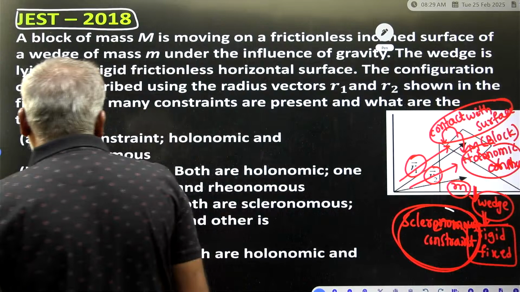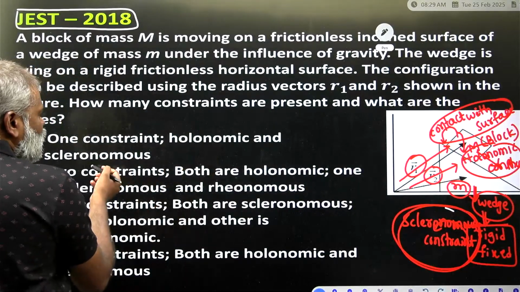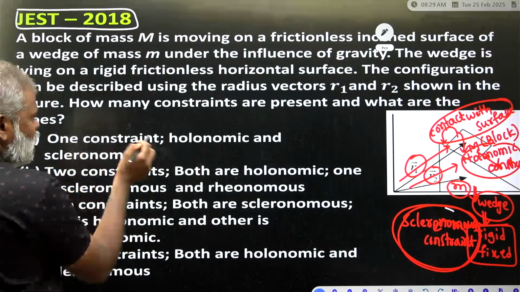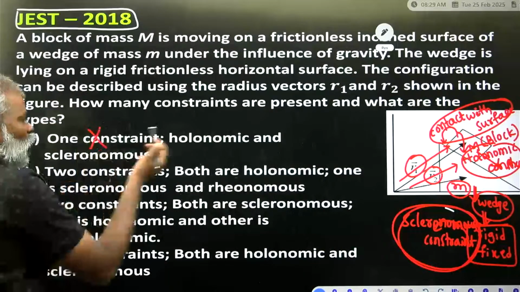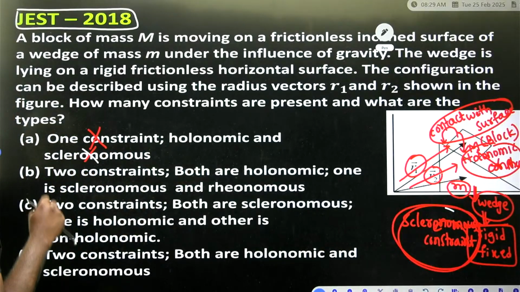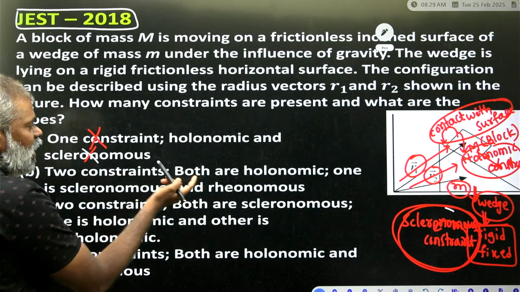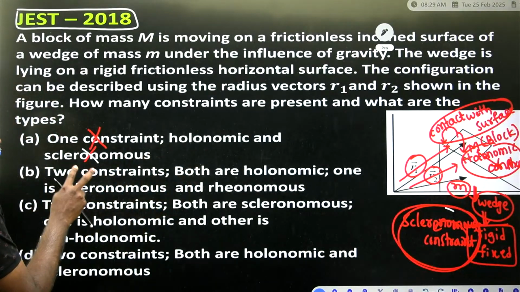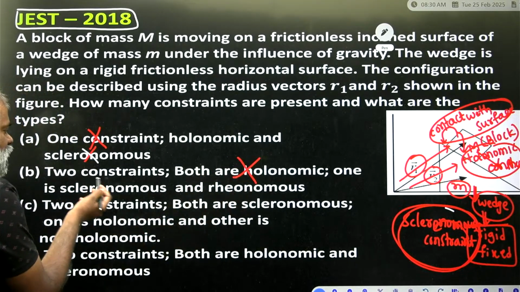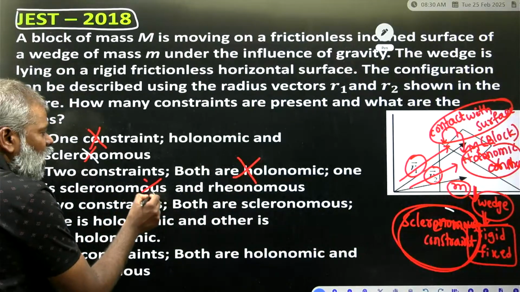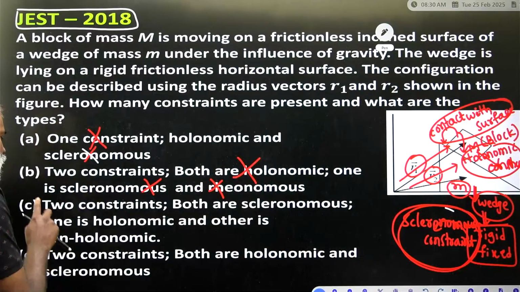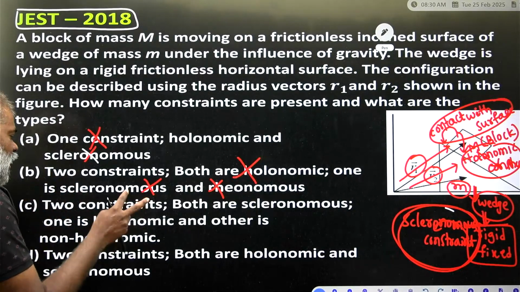Now you are able to see the answer. One constraint is holonomic, correct? Another constraint is scleronomic. So not one, two constraints are present at a time. Two constraints, both are holonomic? One is scleronomous and one rheonomous? Both are holonomic is not correct. One is scleronomous and another rheonomous is not correct. So two constraints, both are scleronomous and one is holonomic.